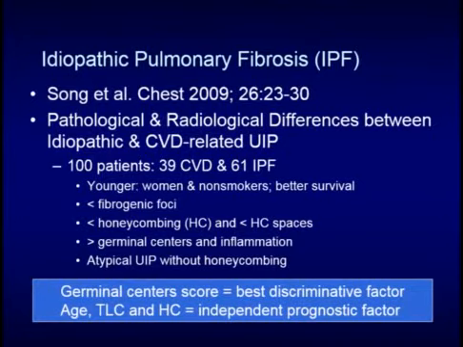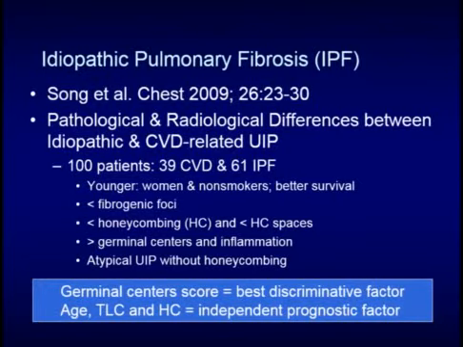So in 2009, Song tried to compare those patients with connective tissue or collagen vascular disease UIP versus those with idiopathic pulmonary fibrosis. They looked at 100 patients and found that the ones with UIP with collagen vascular disease largely were younger, women and non-smokers, and was associated with better survival.